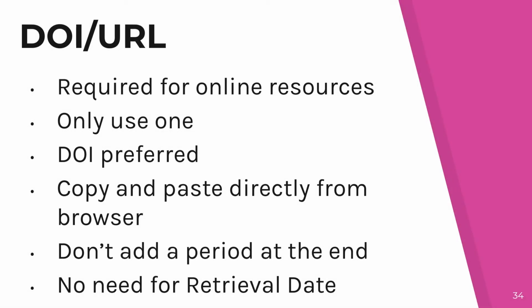Include a DOI or URL at the end of the reference. For all electronic materials, do not include both in the reference entry. The DOI is preferred over the URL. Copy and paste the DOI or URL directly from your web browser. Don't add a period after the DOI or URL. Include a retrieval date only if the work is unarchived and designed to change over time. Most references do not include retrieval dates. Examples of some that do are in Chapter 10 of the Publication Manual.